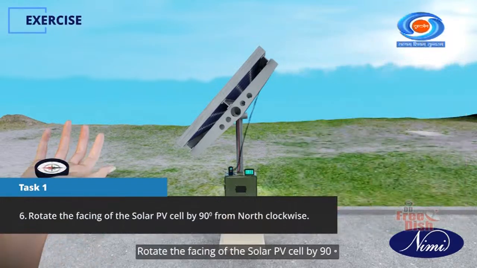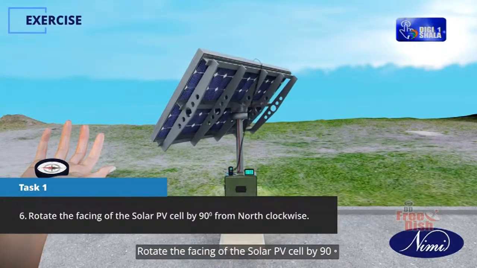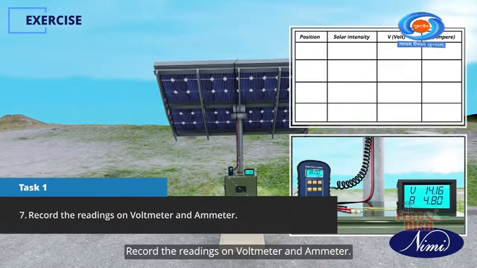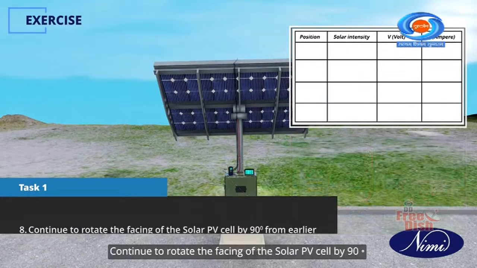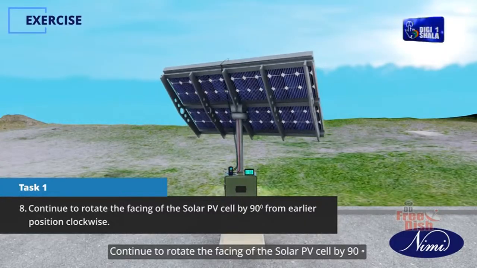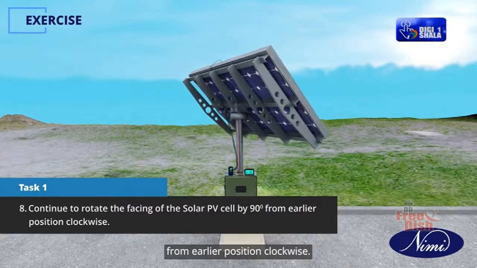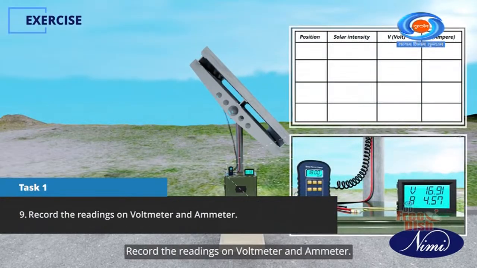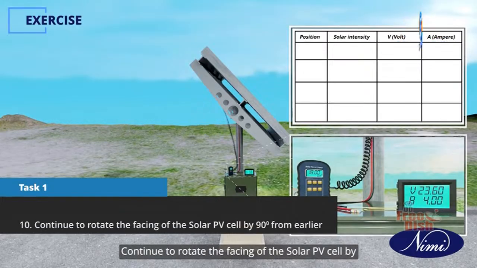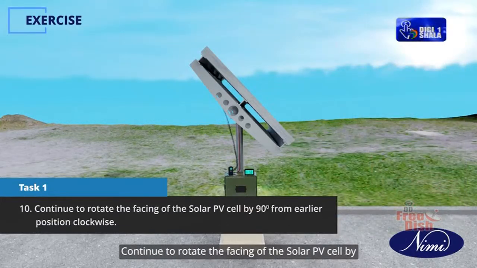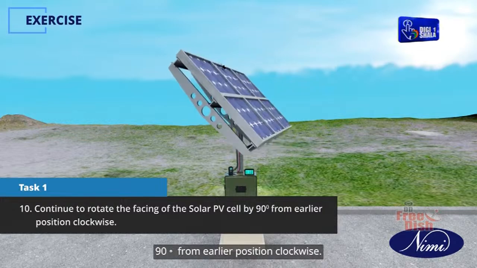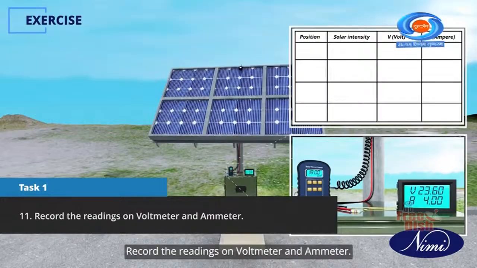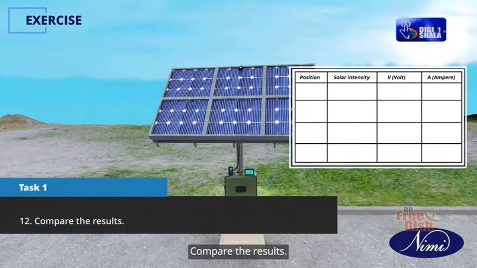Rotate the facing of the solar PV cell by 90 degrees from north clockwise. Record the readings on voltmeter and ammeter. Continue to rotate the facing of the solar PV cell by 90 degrees from earlier position clockwise. Record the readings on voltmeter and ammeter. Continue to rotate the facing of the solar PV cell by 90 degrees from earlier position clockwise. Record the readings on voltmeter and ammeter. Compare the results.